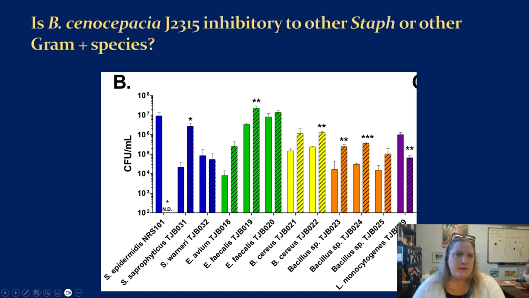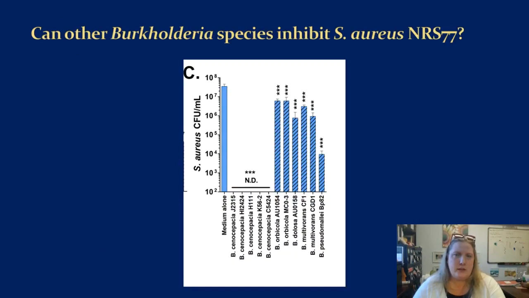So then once again, we flipped this on its head and said, can other cenocepacia and other Burkholderia species do this to staph? And so here we have staph counts. We have the medium alone, so staph by itself grows to a very high level. All of the members of the cenocepacia species that we tested, which are both environmental and clinical isolates, can completely reduce Staph aureus over time.